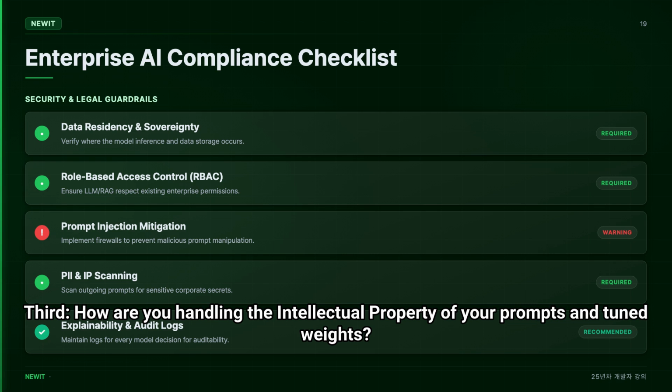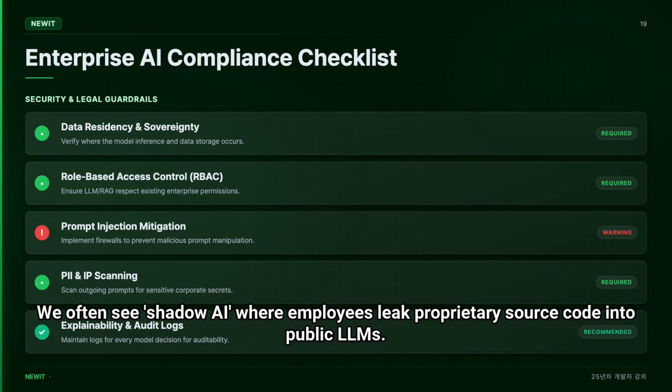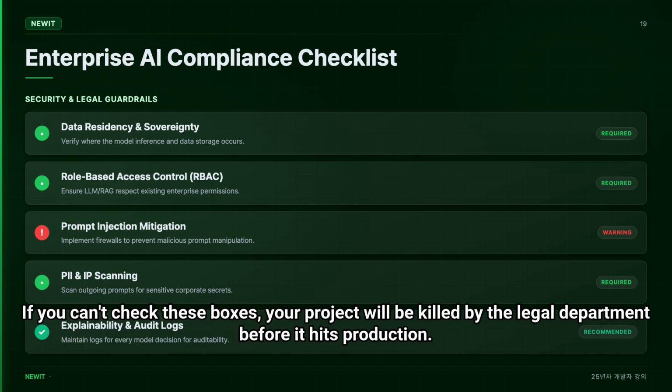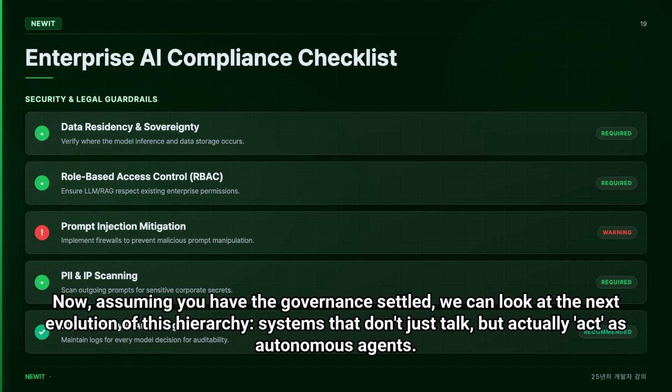Third, how are you handling the intellectual property of your prompts and tuned weights? We often see shadow AI where employees leak proprietary code into public LLMs. Your architecture must include an AI gateway that acts as a firewall, inspecting outgoing prompts for sensitive data and intercepting toxic responses. If you can't check these boxes, your project will be killed by the legal department before it hits production. Now, assuming you have the governance settled, we can look at the next evolution of this hierarchy. Systems that don't just talk, but actually act as autonomous agents.